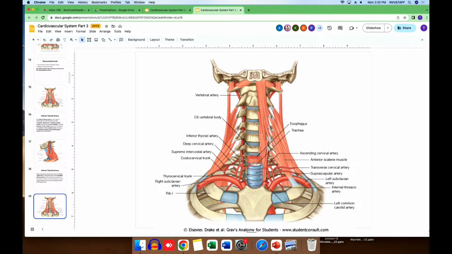Talking about another branch of our thyrocervical trunk, it is our transverse cervical artery, and it is the middle branch of the thyrocervical trunk. It branches past laterally across the anterior surface of the anterior scalene muscle, enters and crosses the base of the posterior triangle of the neck. It continues to the deep surface of the trapezius muscle, where it is divided into superficial and deep branches itself.